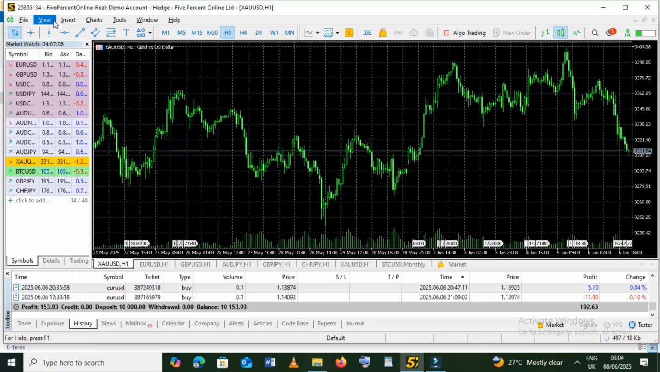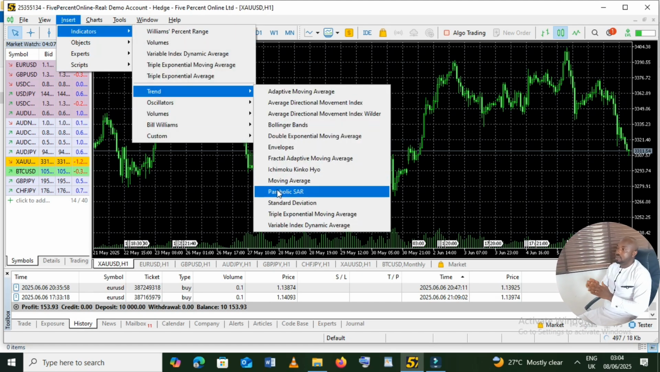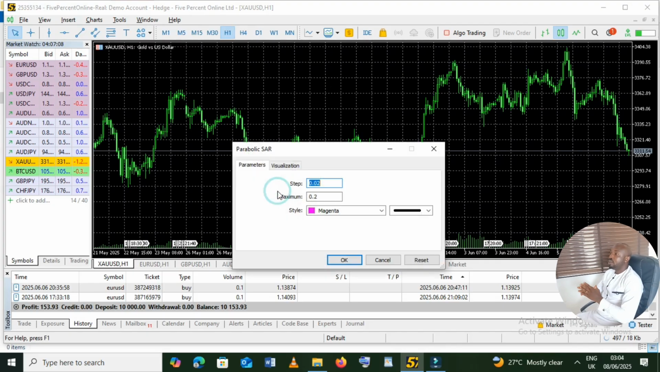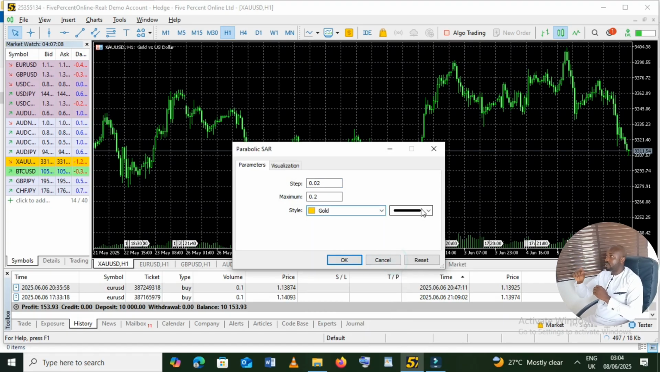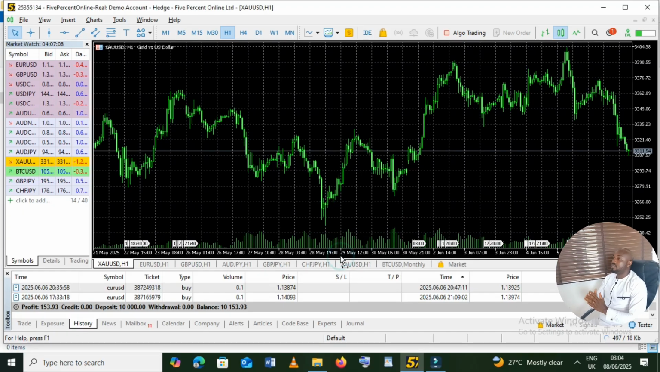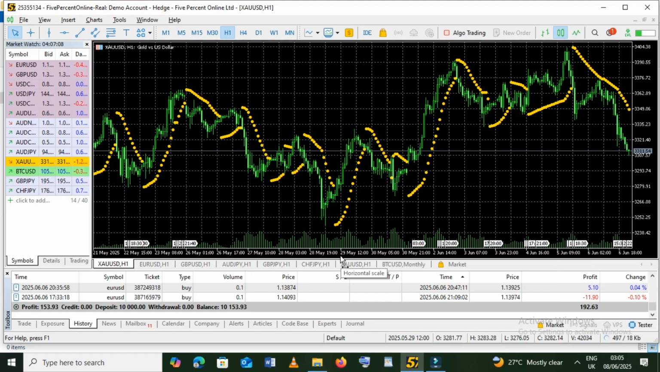So next, let's click on insert, click on indicator, click on trend. Let's analyze the market using the parabolic SAR. I'll click on it, then I'll change the color to yellow. I'll maintain a tick bar. I'll use a 0.02 step. Click OK. So now, how do you analyze using this parabolic SAR?